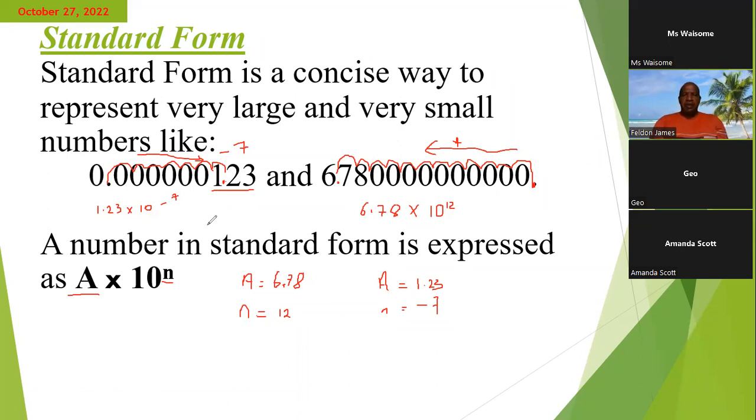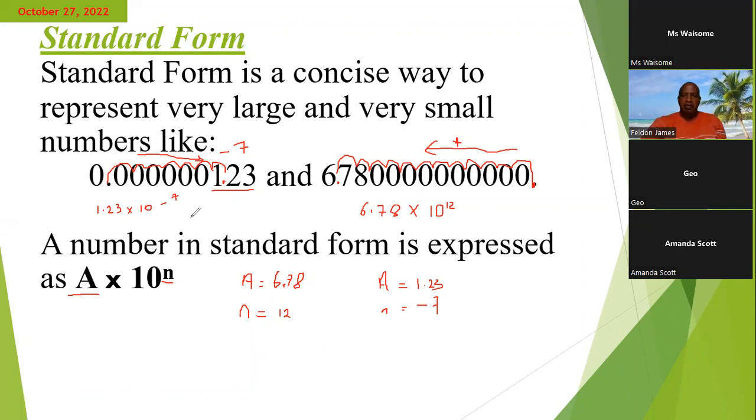Now, I hope everybody can see why, in order to find A, we put the point after the first non-zero digit. Because when we do that, when you read these numbers, 1.23 or 6.78, you'll see that these numbers are less than 10, because these are decimal numbers. So 1.23 would be a number from 1 to, say, 9. This number falls in the range from 1 to 9, and 6.78 also falls in the range from 1 to 9. And so A has to be within that range. All right.